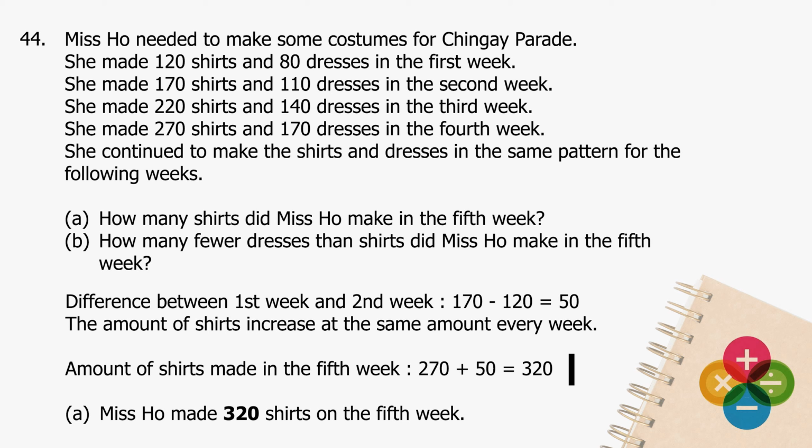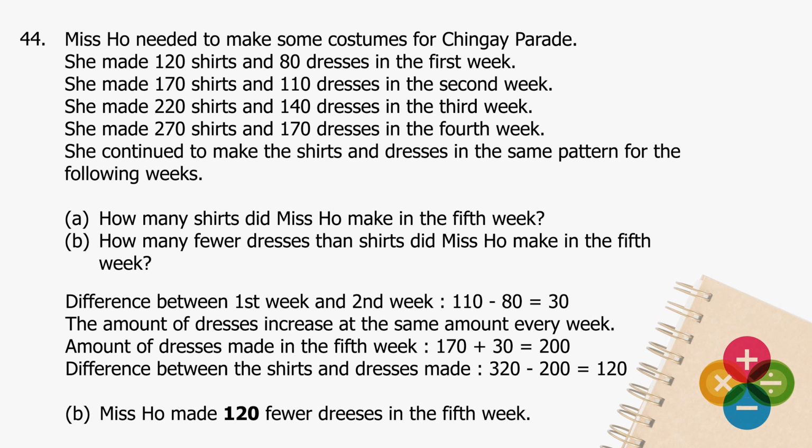The difference in the amount of shirts made between the first week and second week will be subtract 120 from 170, and the difference is 50. The amount of shirts made increases by the same amount every week. The amount of shirts made in the fifth week will be add 270 to 50, and the sum is 320. A. Miss Ho made 320 shirts in the fifth week.